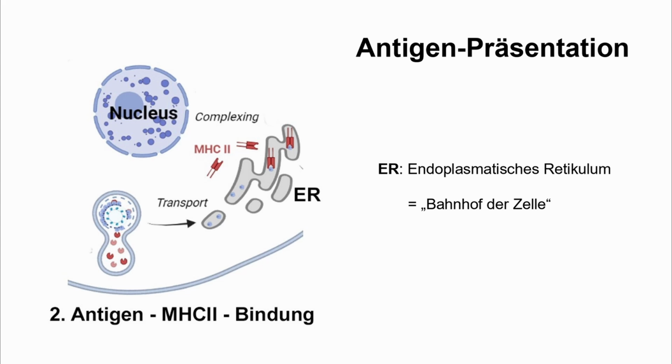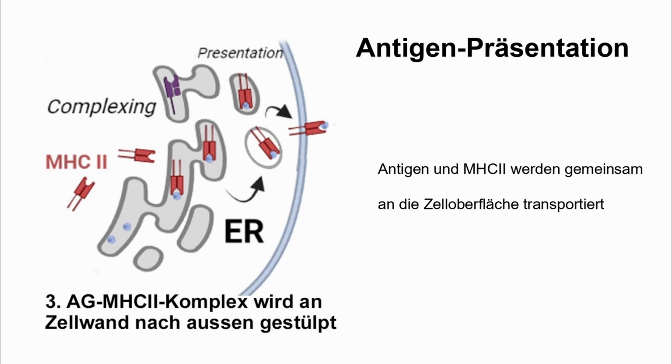The endoplasmic reticulum is responsible for the production of proteins. Proteins leave the cell from the endoplasmic reticulum via the so-called Golgi apparatus. Together with the Golgi apparatus, the endoplasmic reticulum forms a kind of cell station. The MHC2 molecule is transported out of the endoplasmic reticulum to the cell membrane in a complex with the antigen. The complex of MHC2 and the antigen of the pathogen is turned outwards at the cell membrane, so that from now on the antigen sits on the outside of the cell on the MHC2 molecule.